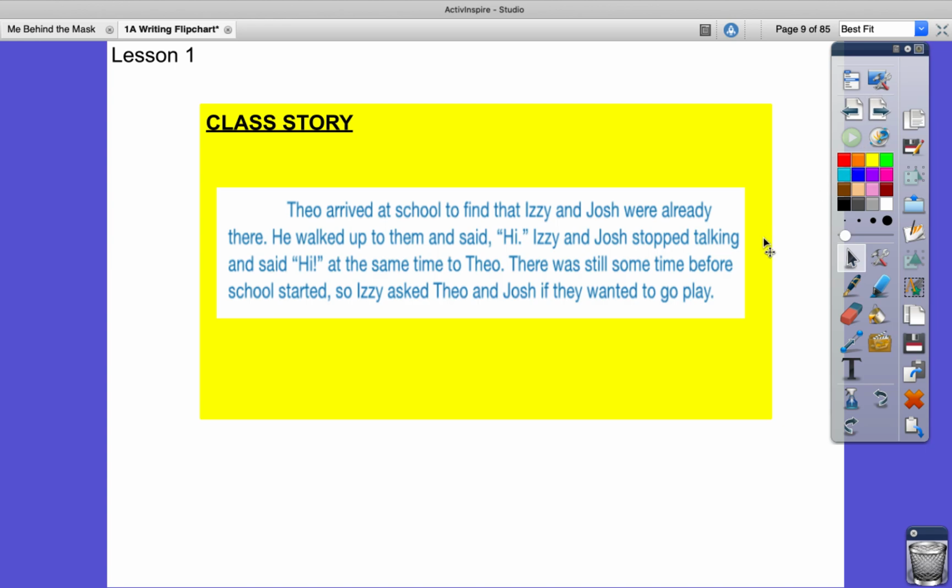So here could be our class story. Theo arrived at school to find that Izzy and Josh were already there. He walked up to them and said hi. Izzy and Josh stopped talking and said hi at the same time to Theo. There was still some time before school started, so Izzy asked Theo and Josh if they wanted to go play.